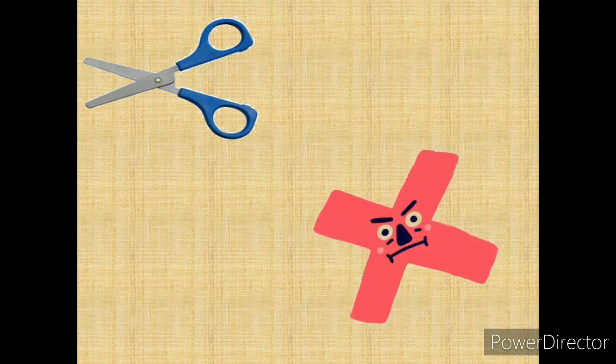Scissors, a pair of scissors, you can see they give you an example of intersecting lines. Similarly, alphabet X, or you can say the multiplication sign, it is also an example of intersecting lines. Next are your parallel lines.